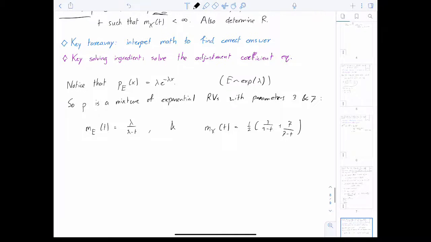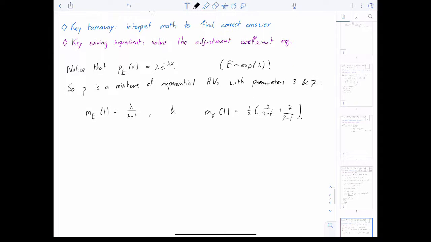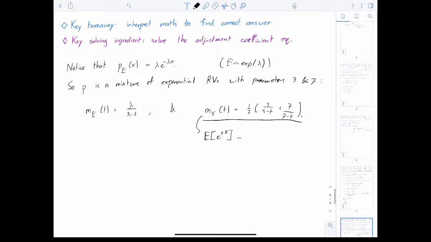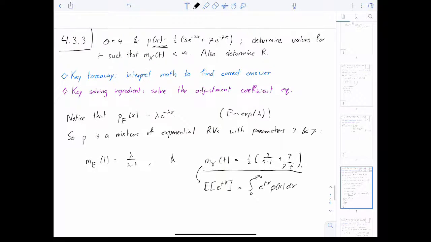And if you don't believe me that this is true, you can also go the brute force way and compute it using the definition and the probability density function right here. If you plug in P in this expression, you will obtain the same answer.